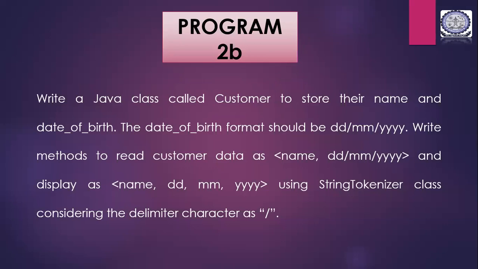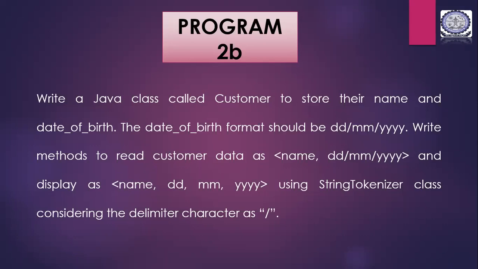The string is divided into tokens, and these tokens can be considered based on the delimiters and the return value that we have. We will see what it is in our next slides. But here, let us first see what is the statement of the second program. It says you have to write a Java class called customer, and this class has to have the name and date of birth of the customer.